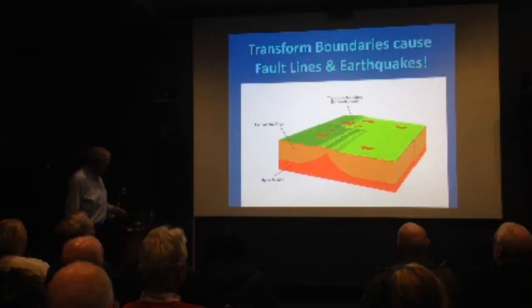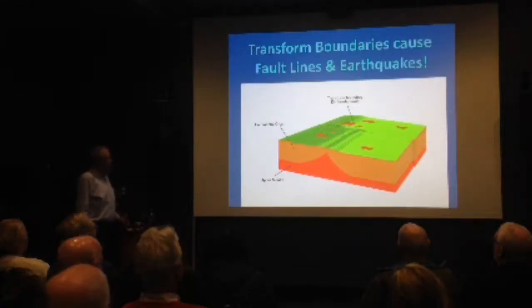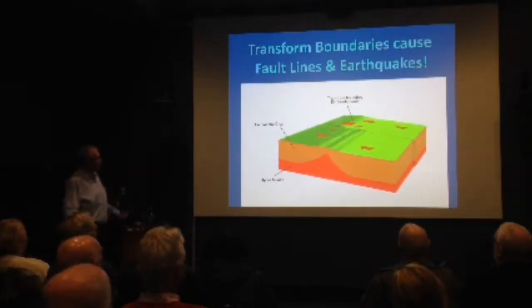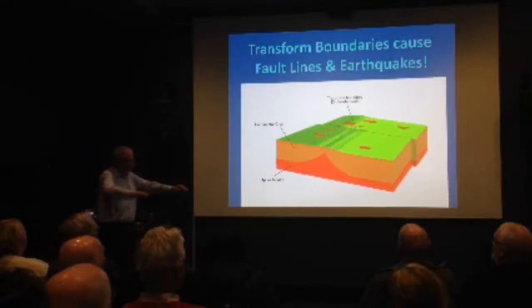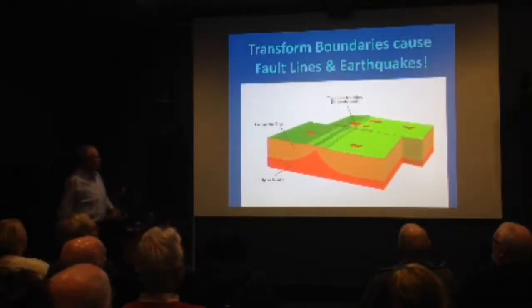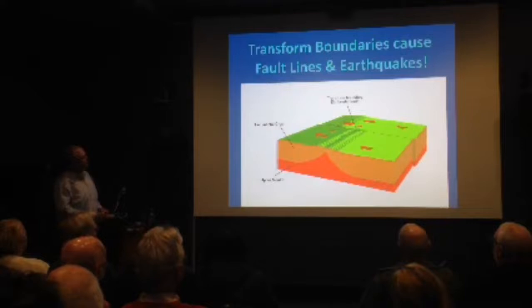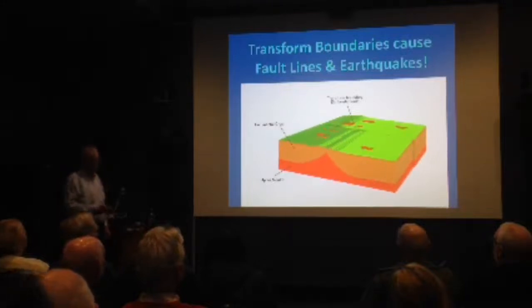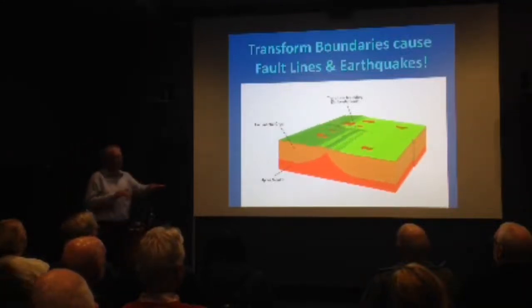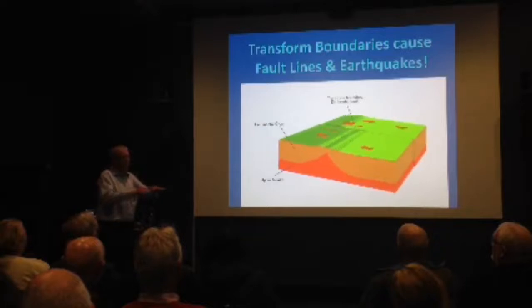This one here is the third type of boundary, which is where tectonic plates aren't coming together or being pushed apart, they're just sliding past one another. And of course we all know what that gives rise to: earthquakes. And with an earthquake, it doesn't just go slide, slide, slide, slide, slide.